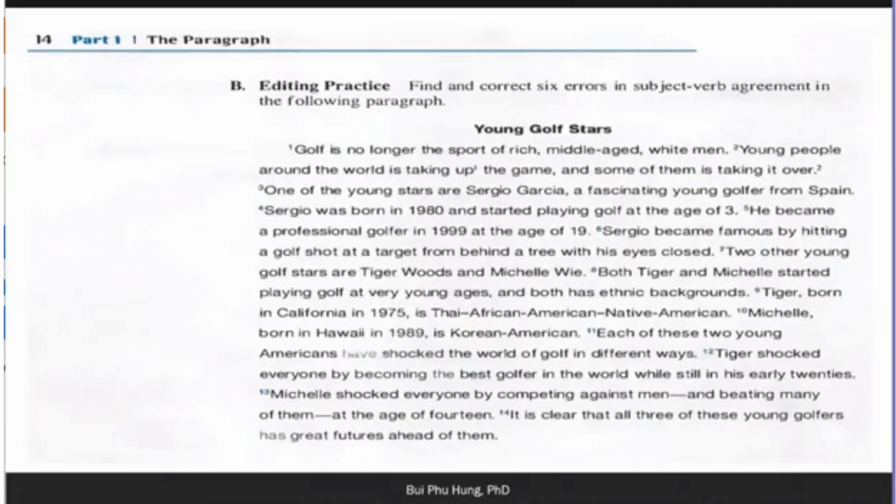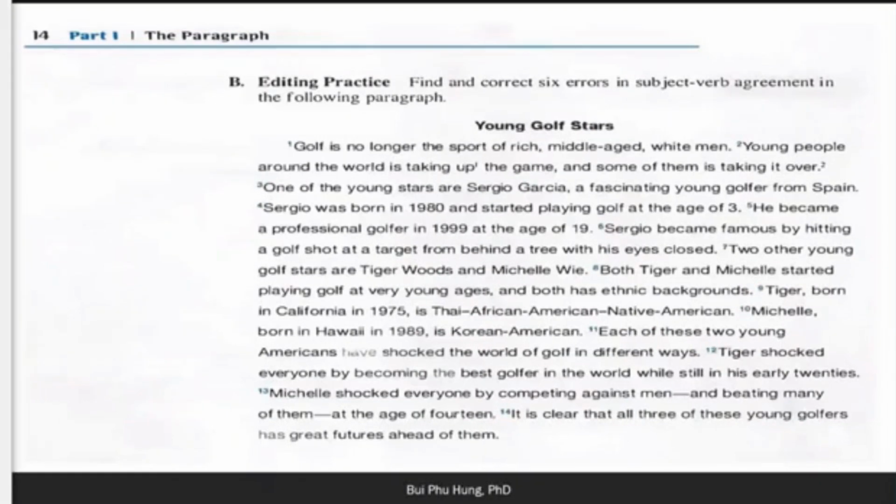All right. Any questions so far, everybody? Sentence two. Don't say the second sentence, say sentence two. The error is the verb is. And sentence three, the error is the verb are.